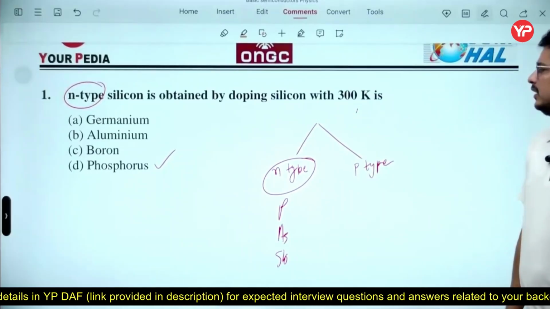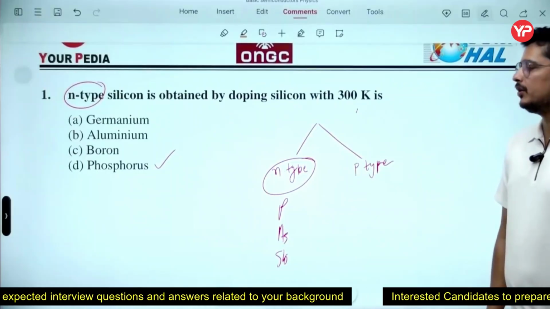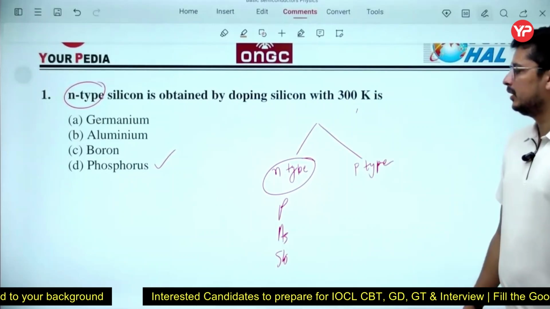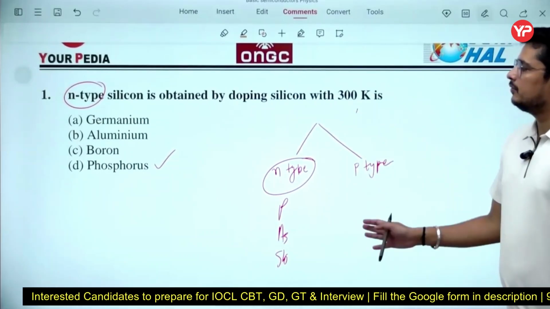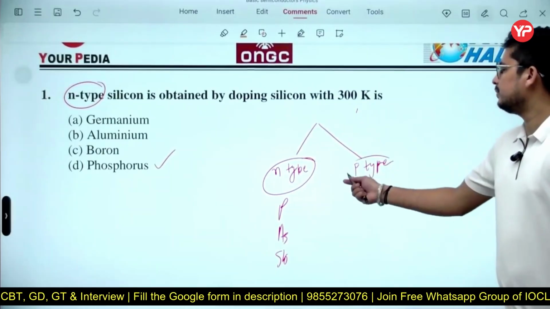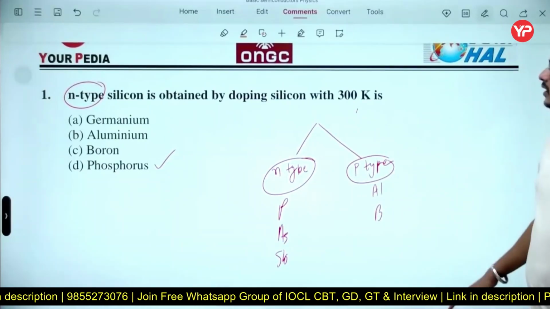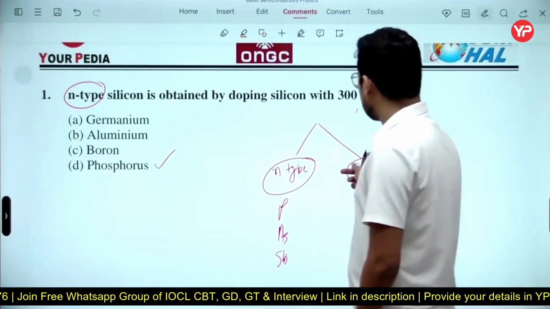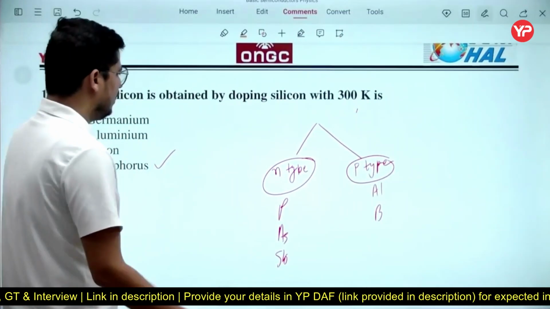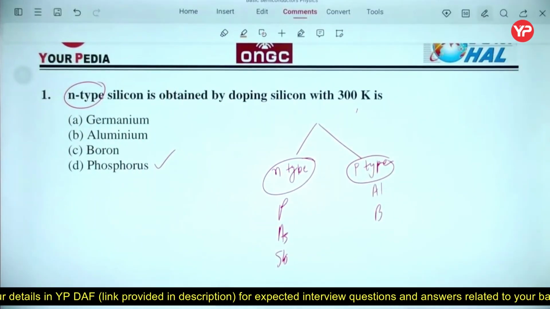And if you want to make the P-type semiconductor, you have to introduce the trivalent impurity into it. Trivalent is the third group element, aluminium, boron. From that third group we get the P-type semiconductor. So to get a P-type semiconductor, we have to give impurity atoms from the third group, and to make an N-type semiconductor we have to add impurity of the fifth group.